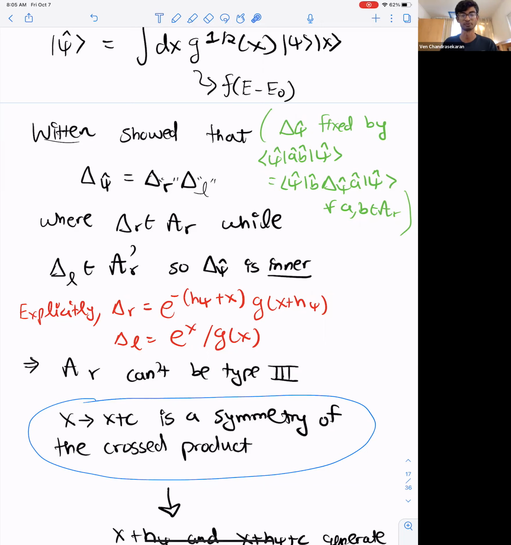But the point is that I can split it into a pure function of x in the left and the modular operator of the original QFT plus this extra piece associated to the cross product of the right, the x plus h side. Because we can do this, this cross product algebra cannot possibly be type 3. Because as I said, in type 3, you can't split things this way. So it has to be a type 2 algebra.